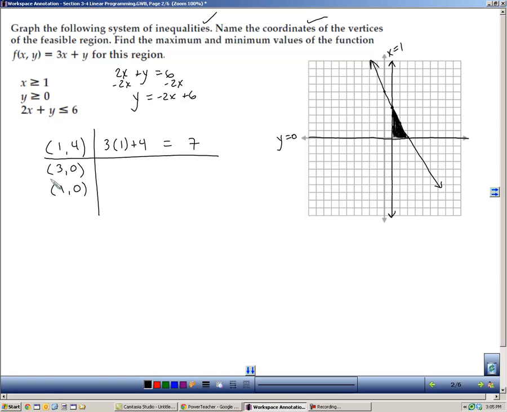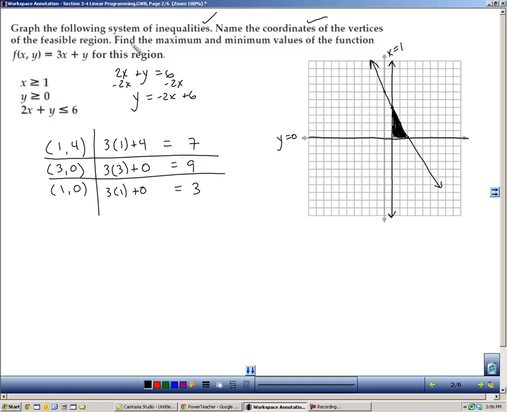Let's see what happens when I plug in my second vertex, (3, 0). I'm going to say 3 times x, which is 3, plus y, which is 0, and that gives me a 9. And then do the same thing with (1, 0). 3 times 1 plus 0 gives me a 3.